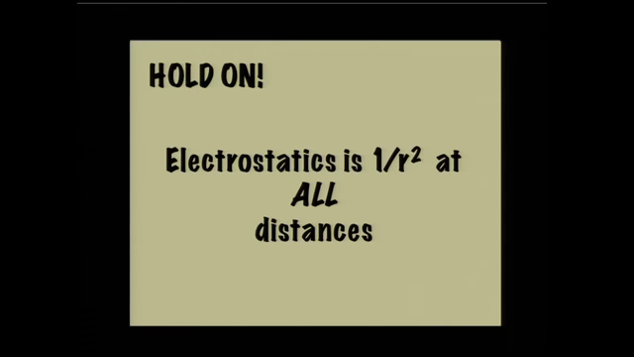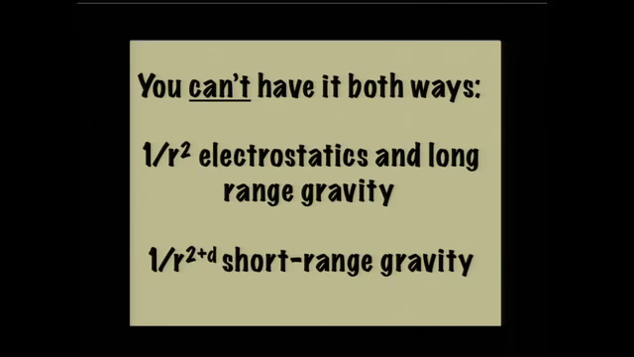Except there's a little problem. We also measured electromagnetism, the electrostatic force, and it falls off as 1 over r squared, not just on scales bigger than a millimeter, but right inside the atom. And if the electrostatic force did the same thing, then it would stay in lockstep with gravity. It wouldn't end up any stronger than gravity. So you can't have it both ways, right? You can't have 1 over r squared electrostatics and long-range gravity and 1 over r to the 3rd, 4th, 5th, 6th, 7th, 8th short-range gravity so that gravity can be weak.